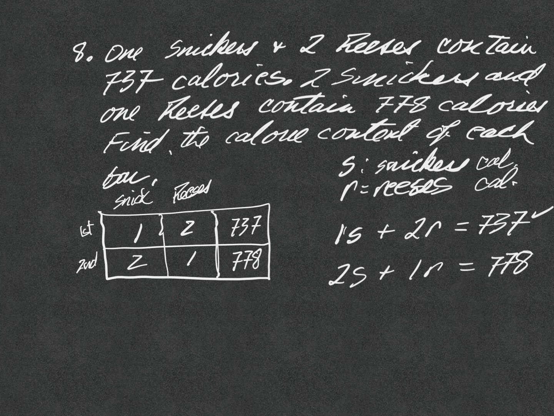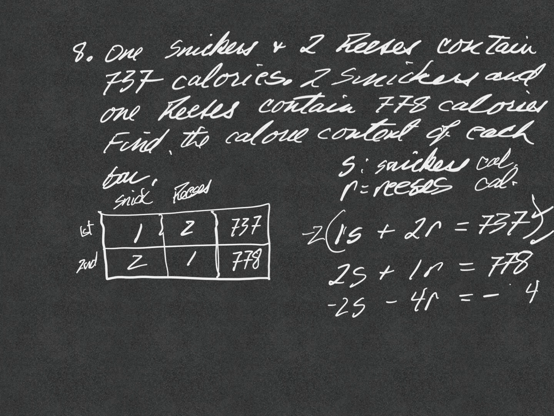Now, when I have big numbers like this, I generally don't graph because the graphs could be hard to find on the graph paper. So I'll probably just do the addition method here because it'll be pretty easy multiplication. I'm going to multiply this first equation by -2. So I get negative 2s minus 4r equals a negative, and I just double that.